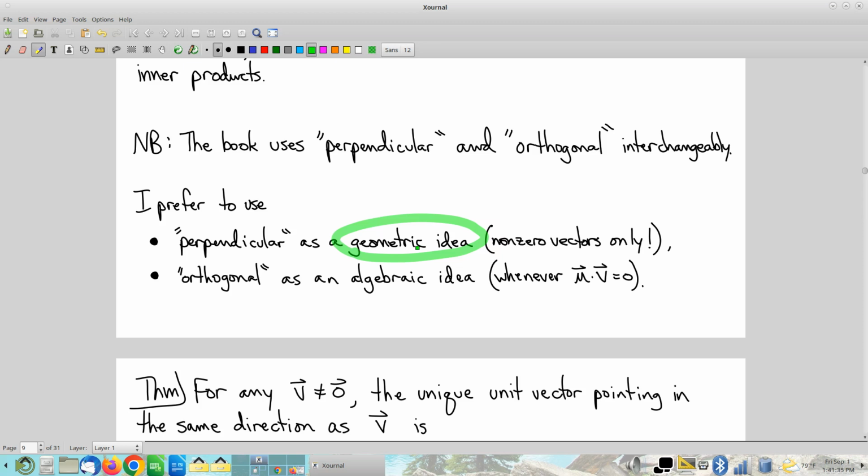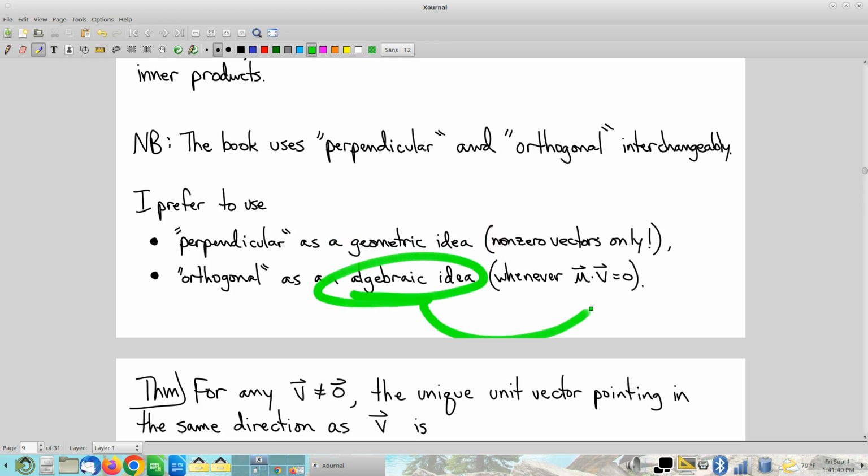Now, there is another idea in play here, and that is this, what I'm going to call a fundamentally algebraic idea. This idea that you could have two vectors with dot product equal to 0. That's algebra, right? Dot product is an algebraic construction. Something equaling 0 is an algebraic statement. This is all algebra here. So these two ideas, the geometric one and the algebraic one, are closely related, very closely related. They're not the same.